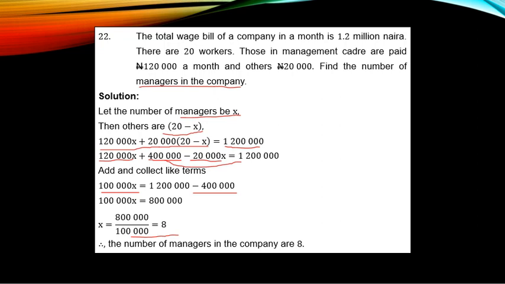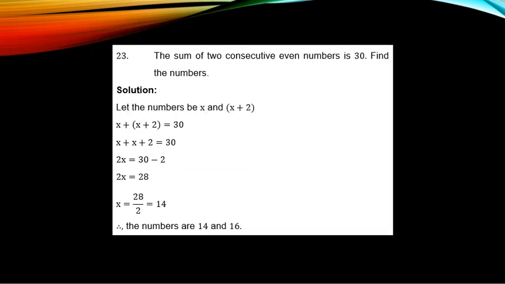Simple analysis. Alright. Example 23. The sum of 2 consecutive even numbers is 30. Find the numbers. You know, even numbers, the difference between any 2 even numbers is 2. For instance, 2 is an even number, 4 is an even number. The difference between 4 and 2 is 2. If you look at 6 and 8, the difference is 2.